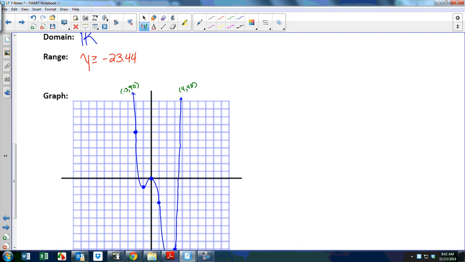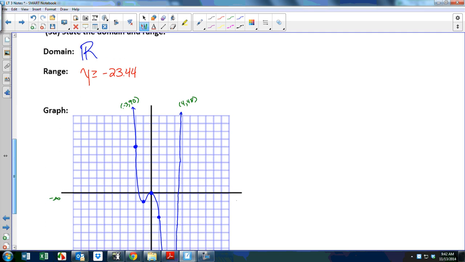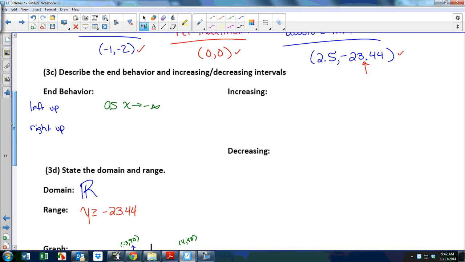As x slides toward negative infinity, what direction is that? That's on the left side of the graph. Agree? As x moves towards negative infinity, that's the word left. What about as x approaches positive infinity? That's the word right. So as x approaches positive infinity is the word right.